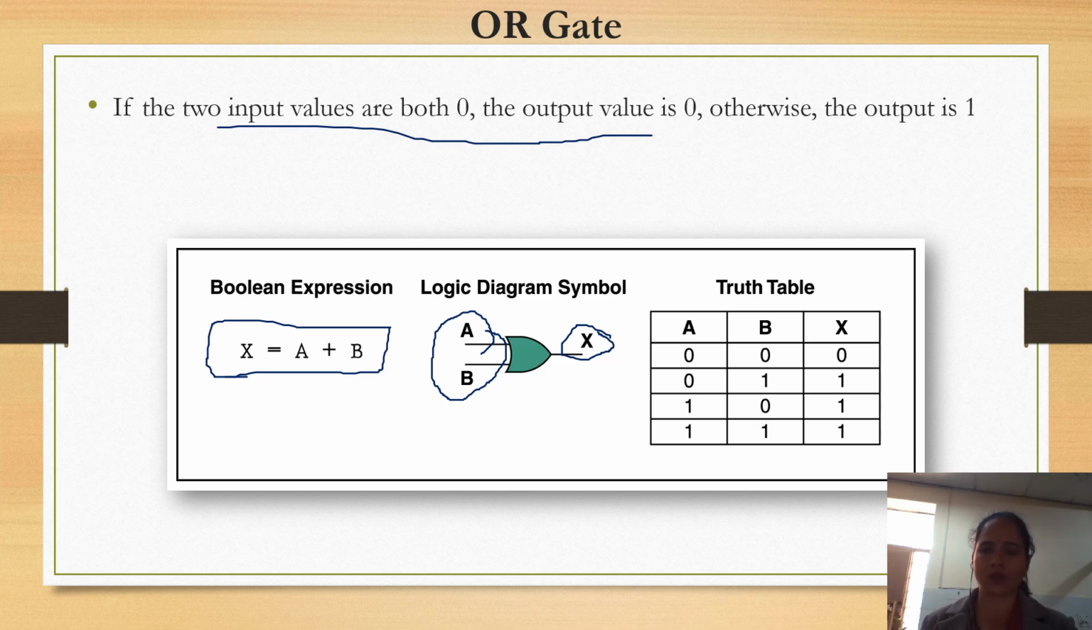If the input is 0 1, that means one input is active, then the output is active. Same if A is activated and B is deactivated, then again the output is activated, and if both the inputs A and B are activated, then the output is activated. So in an OR gate, if both the inputs are 0, then only the output is 0, otherwise, in the remaining situations, the output is 1.